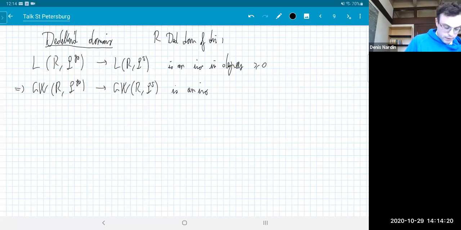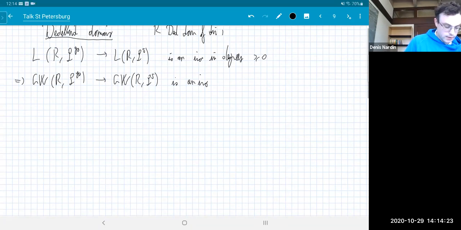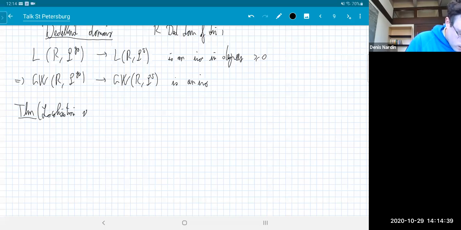Okay. For this, we need another theorem. To compute this, we need another theorem that works only for GW Q kappa S. So that's called the localization sequence. And we're going to generalize it much further in forthcoming work by Calmès, Harpaz, and myself. But for now, let me just state it for Dedekind domains as it is in the big paper.